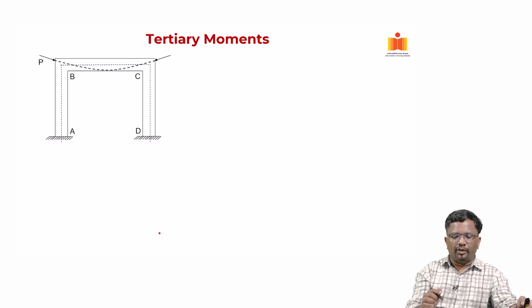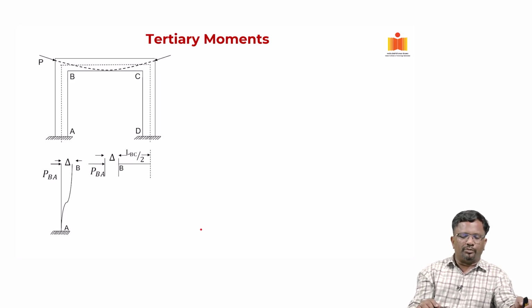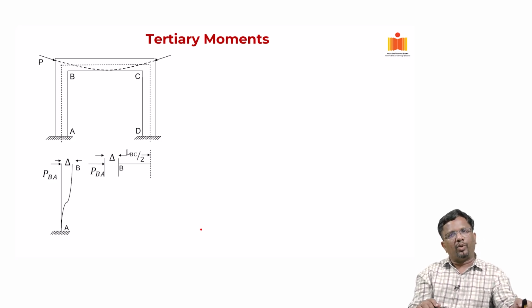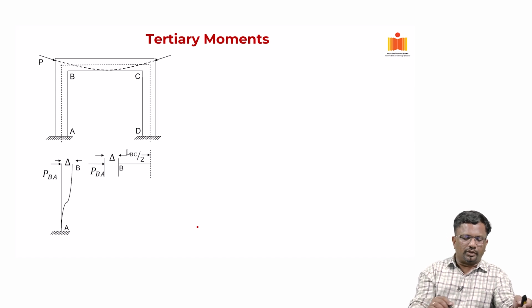Tertiary moments: you see here this is a simple portal, A, B, C, D. Now, if you make some simple assumptions, with that also we can find out the relative load contribution between PBA, which is the axial load taken by this vertical element, and PBC. So, basically, this should be PBC, right.